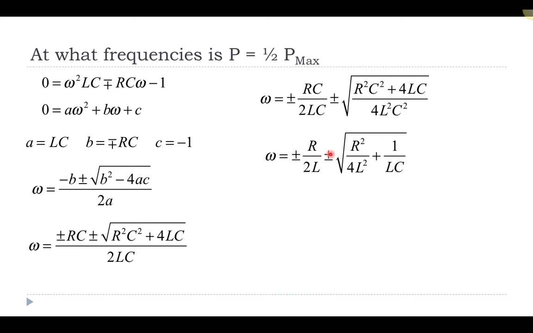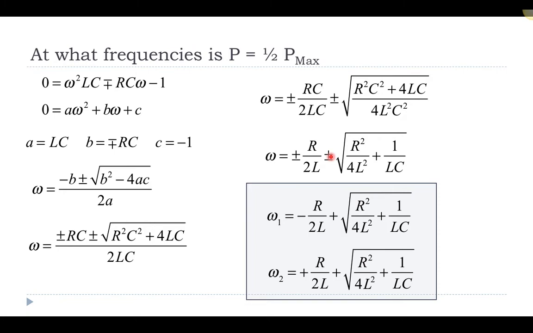So I could have plus plus, minus minus, plus minus, minus plus, right? So there's 4 answers. Only 2 of those answers are actually positive. So the term under the square root here is always larger than the term that's out front, because the term here, R over 2L squared, is basically this term squared, and then I'm adding something to it. So the square root term is always bigger than the term out front, which means that the sign for the square root term has to always be positive. So that reduces it down to two possible answers.